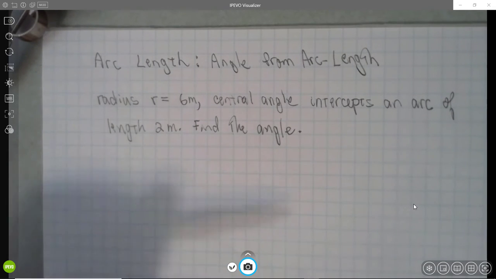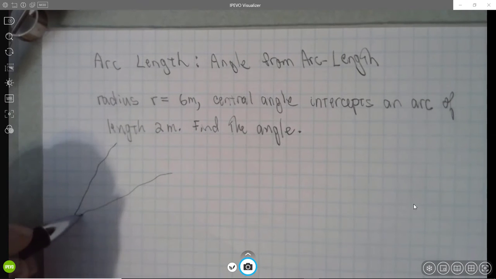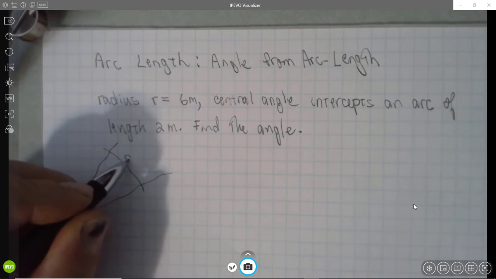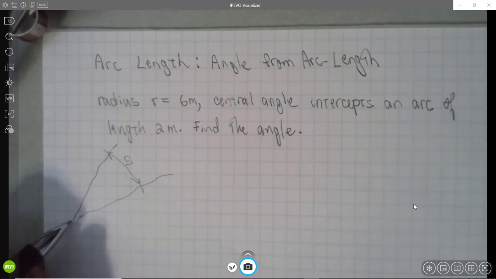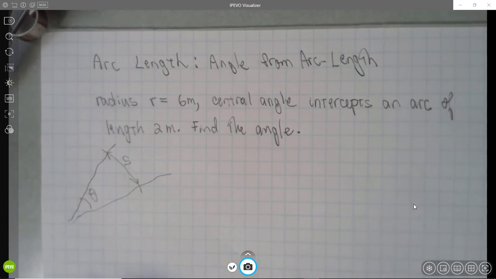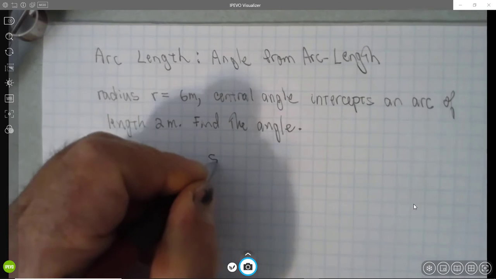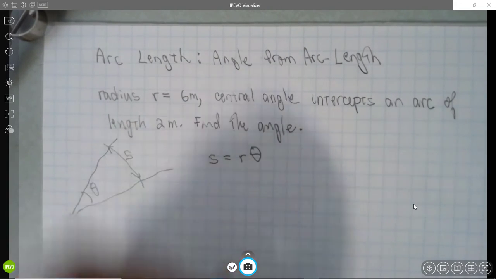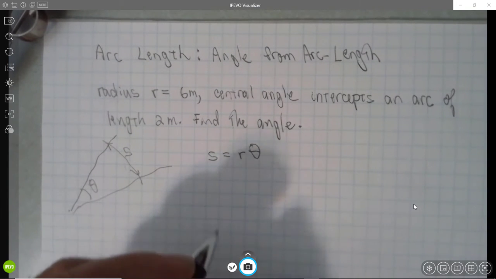Find the angle. So the concept is, of course, we have some kind of an angle here. We know this distance here, the arc length, that's being swept out by the angle. The angle, let's say, is theta, and we would like to compute this angle. Well, what we know in general is that the arc length is equal to the radius times the angle, where the angle must be given in radians.